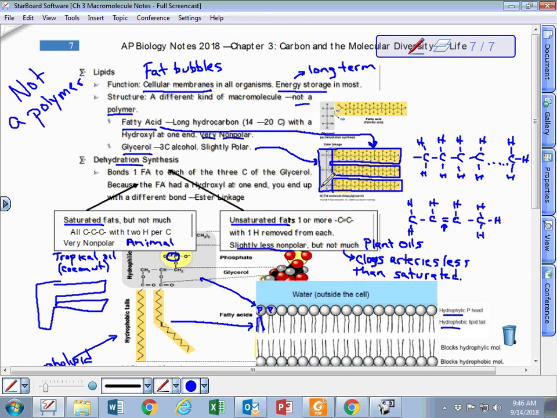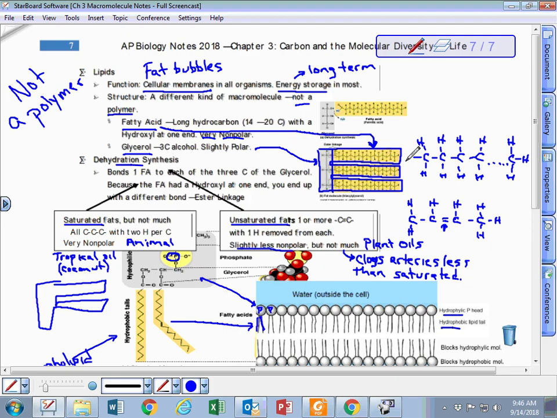Lost my train of thought. Oh, triglycerides. Triglycerides are what you call your lipids. If somebody has high lipids in their blood, it's high triglycerides. It's the stuff that's in fat.